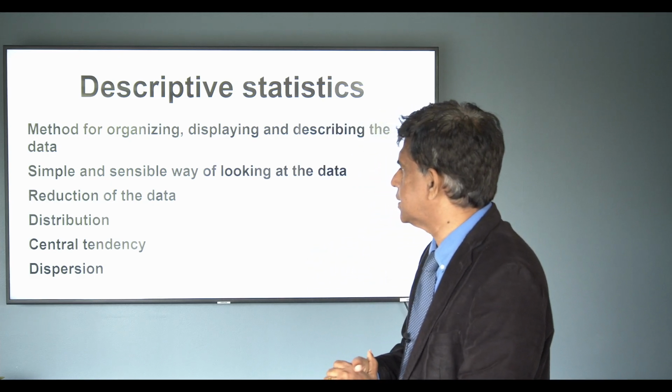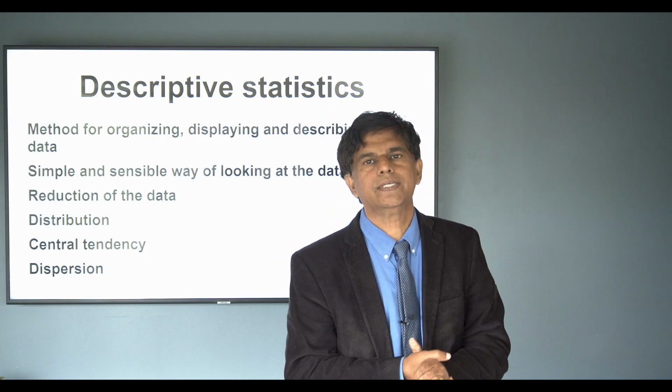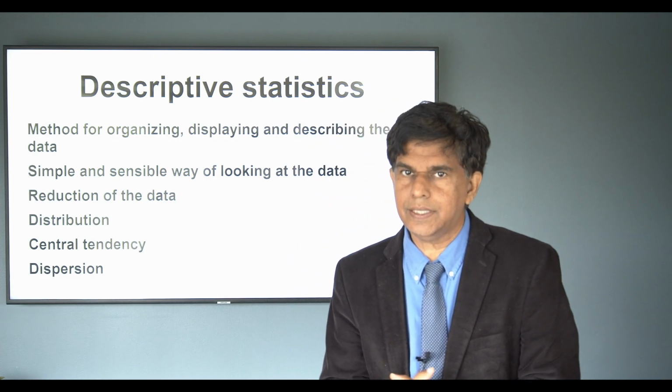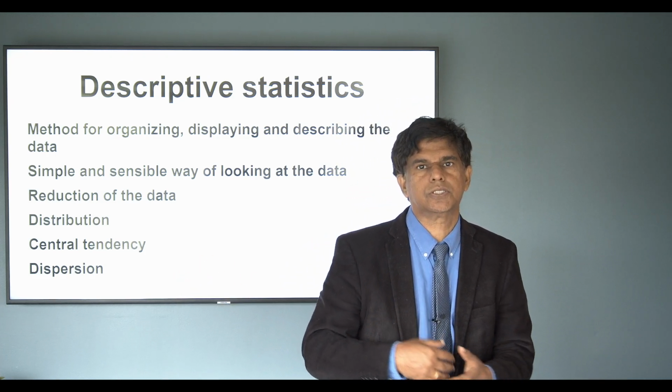The last thing is dispersion. For the dispersion of the data, two main things are in there: one is the range and the other is the standard deviation. You also want to describe the data using the range or standard deviation.